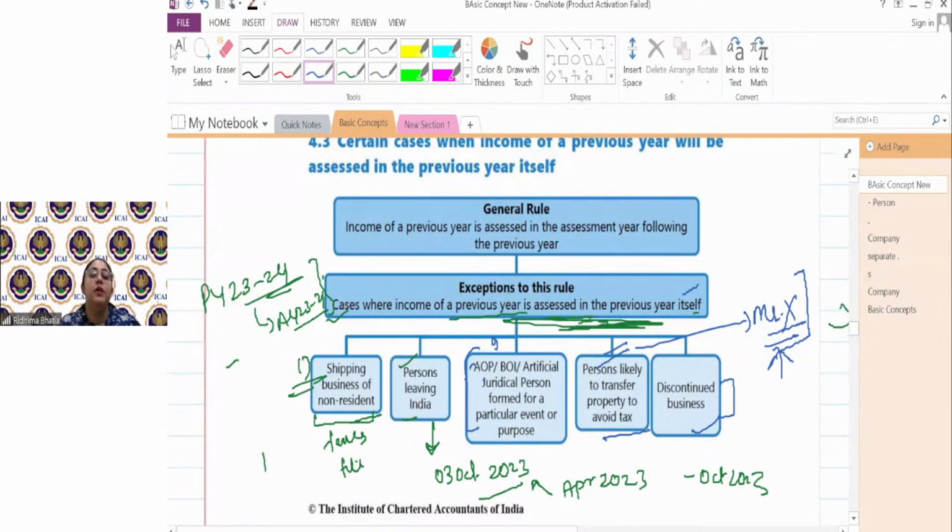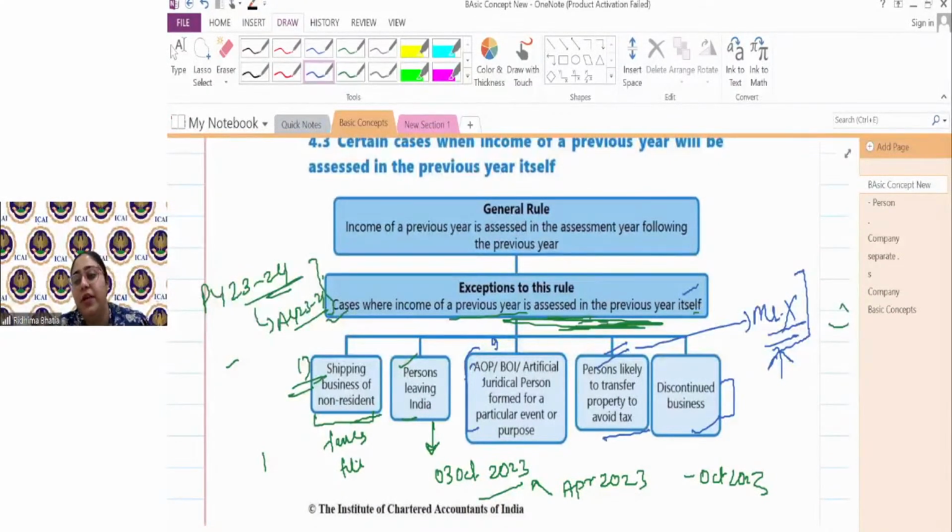So what are the 5 rules which are exception to the general rule of previous year and assessment year being different? Or I should say, which is exception to the rule that income of the previous year is assessed in the assessment year. So 5 are, and these are very common. You must have now understood that yes, common sense says that government should recover taxes from these people in the previous year itself. One is a non-resident shipping company which is coming to India.